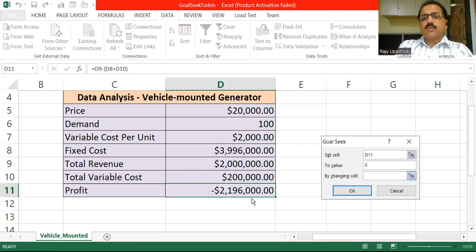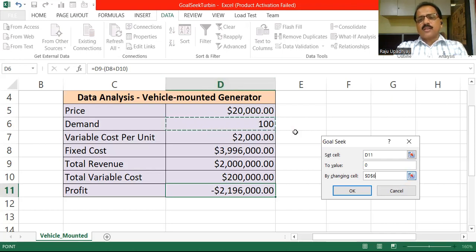Now the third one is By changing cell. Obviously, by changing which cell will the profit amount become the break-even value, that is no profit, no loss, that is 0. I have decided we cannot increase the price of this particular generator, but we can generate demand in the market by doing a lot of heavy marketing. So we have to sell more generators in the market in order to achieve the break-even value. So by changing what value? By changing the demand. So we can select the demand value, that is D6. So I have mentioned D6 here.